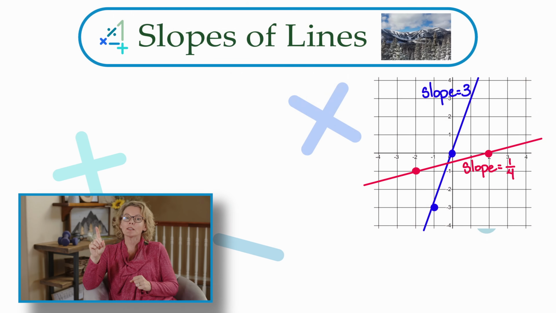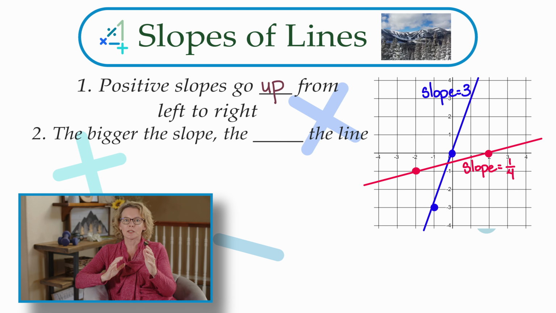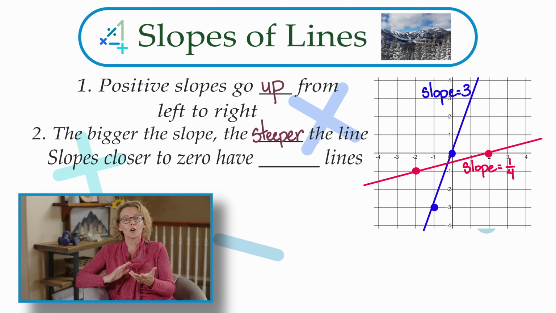Some things to notice on what the slope can tell you about lines. Positive slopes, like on these two lines, go up from left to right. The bigger the slope, 3 versus 1/4, the steeper the line. See how that blue one is steeper? Slopes closer to 0, the flatter the line, like the red one with a slope of 1/4.